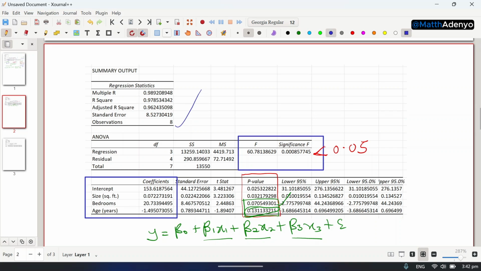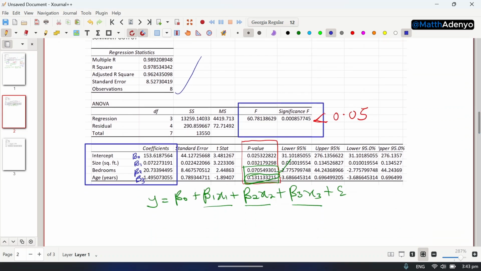We have this one as beta naught, and then this one as beta 1, beta 2, and then beta 3. So that is what we have. Our regression equation will be: y is equal to, the first one is beta naught, which is 153 point, let me run it to 3 decimal places, 153.619, plus, and then we have beta 1.